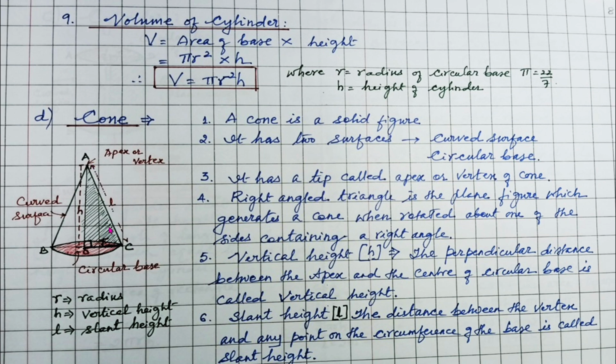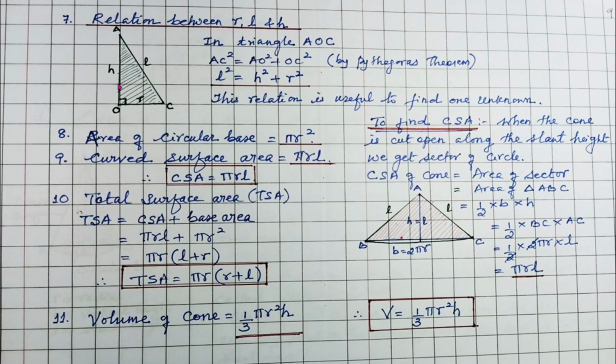Now we can also establish the relation between the vertical height, the slant height and the radius of a cone. So let us understand how. If you take the triangle here, L is the slant height, H is the vertical height, R is the radius. Apply the Pythagoras theorem, we get L square is equal to R square plus H square, and it's a very important relation to find one unknown when the other two are known to us.